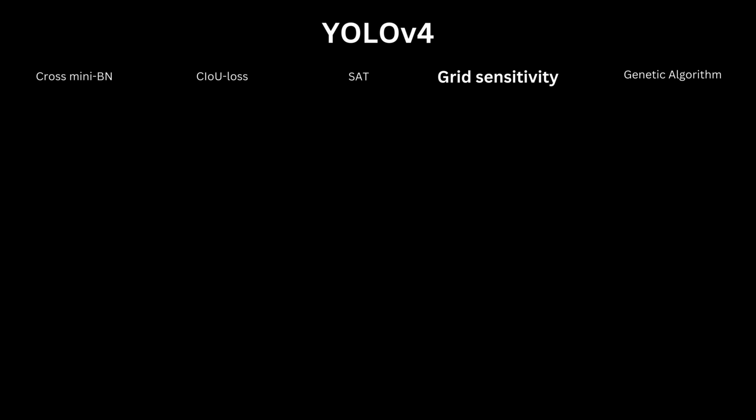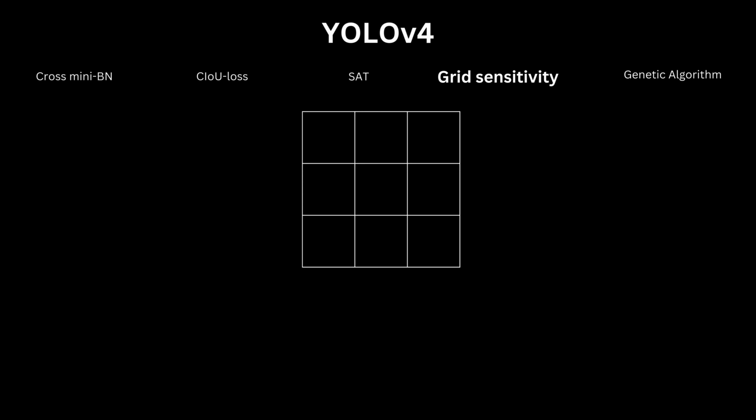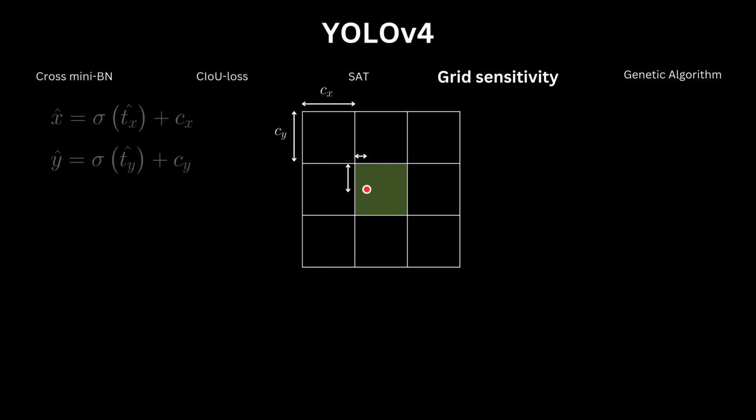Next pack of freebie is eliminating grid sensitivity. Going back to YOLOv4, if you remember, we were predicting XY location of the center of box as offsets from the top left corner of the grid cell corresponding to the box. And during inference, our box center location becomes the grid cell location plus offset prediction. For predicting the offsets, we used sigmoid to bound the prediction from 0 to 1, thereby ensuring that the center is always within the grid cell.